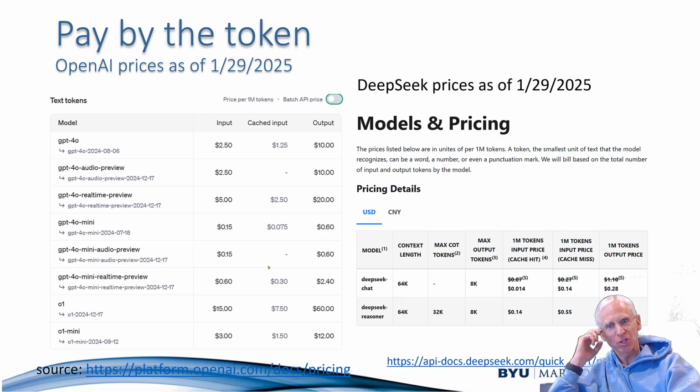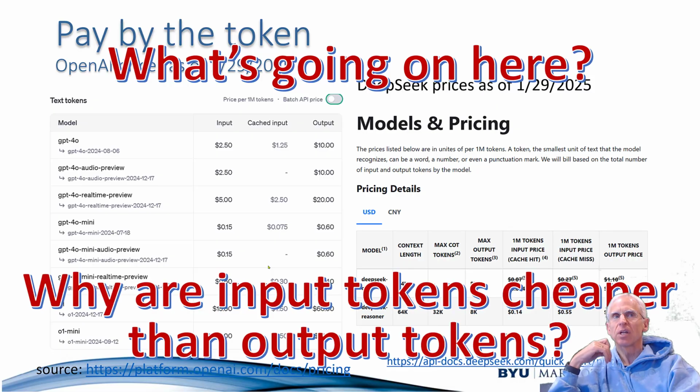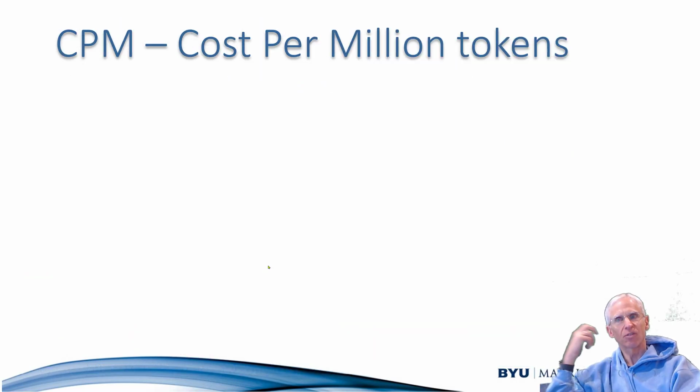That issue of cache misses will come up in Chapter 9, but if you actually hit the cache, you can save 90% of the cost for a lot of these models. So that's a topic for another day. What's going on here? The question is, why are input tokens cheaper than output tokens? Again, I want you to think about this. I have another chart to demonstrate this first.